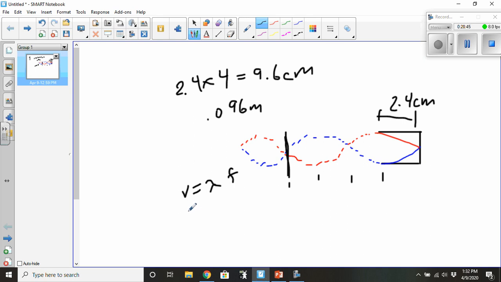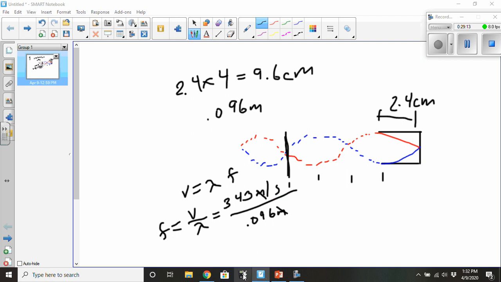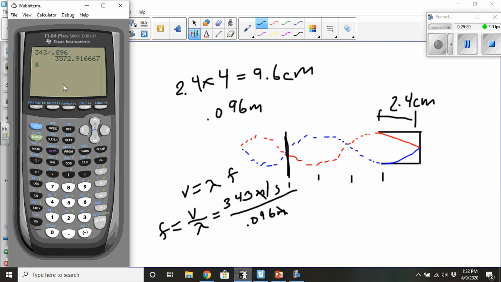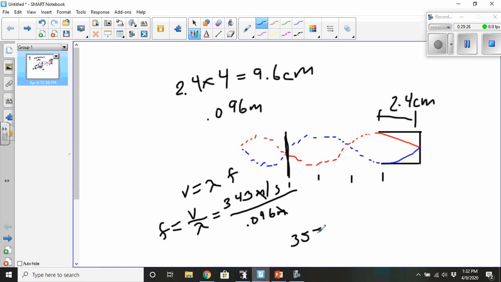Since velocity is equal to wavelength times frequency, if I want to find the resonant frequency, I'm going to divide each side by wavelength. So velocity over wavelength is equal to the frequency. So we've got 343 meters per second over a wavelength of 0.096 meters. Meters will cancel out, and I'm going to be left with cycles per second because seconds is in the denominator. So we're going to say 343 divided by 0.096, and I already have that done. So 3,573 cycles per second, otherwise known as hertz.